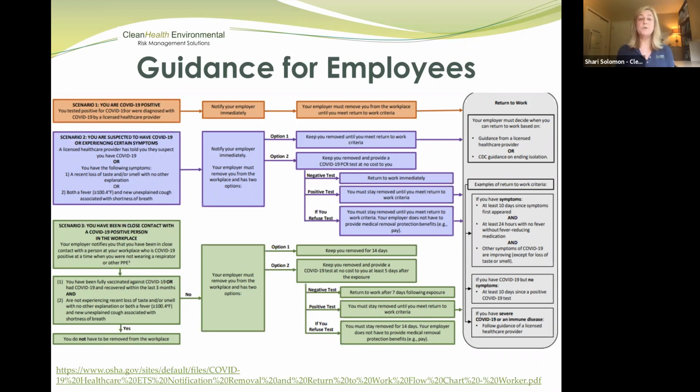So this is a guidance for employees. So a scenario 1 where the employee is positive, scenario 2 where they're suspected and experiencing symptoms, scenario 3 where they're getting close in contact with someone, and it provides a nice flow chart as to notification and then also to returning to work policies and procedures. So again, I put the website there down at the bottom for you to use. And again, this is guidance for if an employee is potentially exposed or positive, what procedures follow.